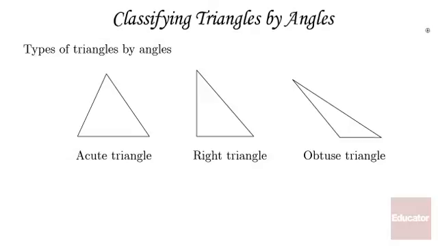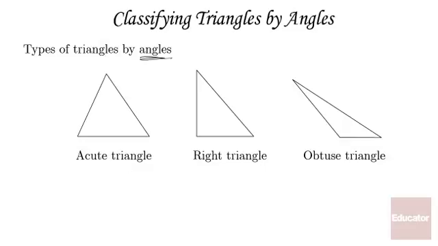First, by angles, to classify, we know that we have three angles, right? And we have three sides. So depending on the three angles of the triangle, we are going to have different names for them. The first one is called an acute triangle.